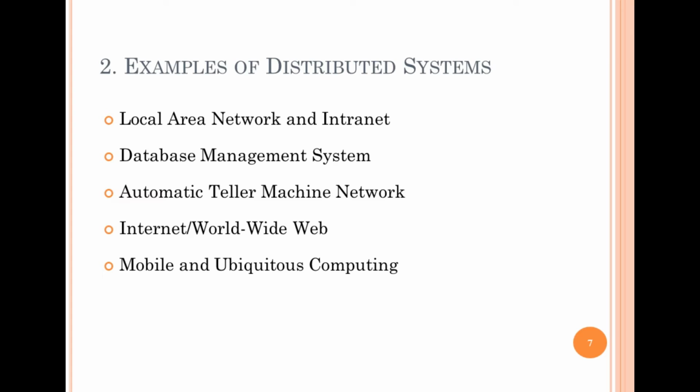And these are the examples of distributed system. First one is local area network and intranet. Second one is database management system. We all know DBMS. Third one is automatic teller machine network, also known as ATM. Fourth one is Internet and World Wide Web. The last one, mobile and ubiquitous computing.